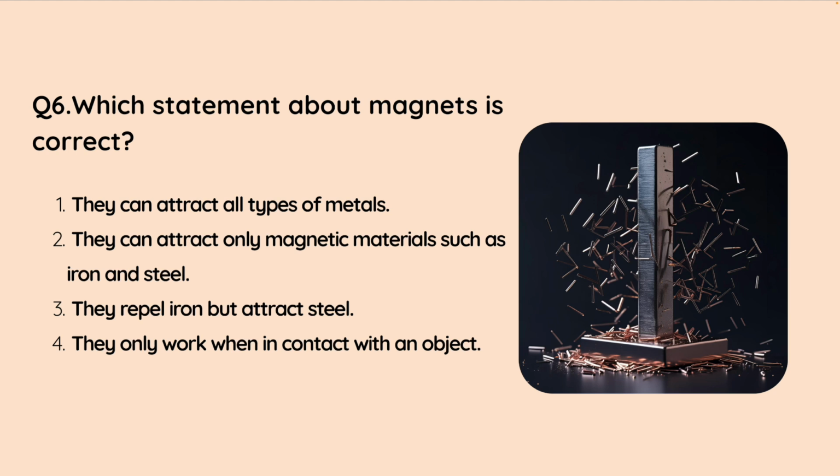Question 6. Which statement about magnets is correct? 1. They can attract all types of metals. 2. They can attract only magnetic materials such as iron and steel. 3. They repel iron but attract steel. 4. They only work when in contact with an object.